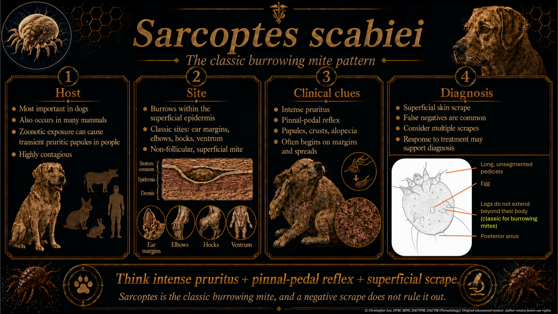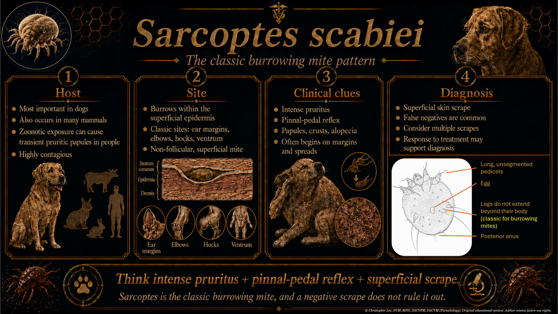In dogs, think intense pruritus, especially around the ear margins, elbows, hocks, and ventrum, followed by papules, crusts, alopecia, and sometimes the pinna-pedal reflex. The key phrase is intense itch. The severity reflects not only the burrows, but the host's hypersensitivity response. So a dog can be extraordinarily itchy even when very few mites are present.